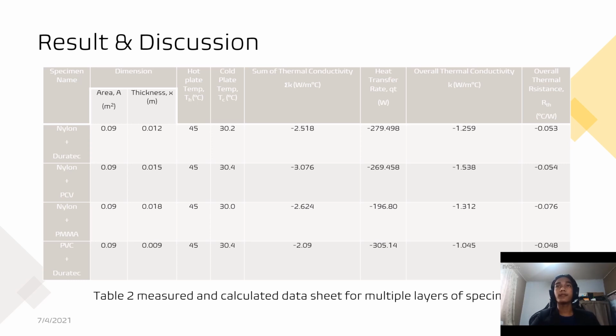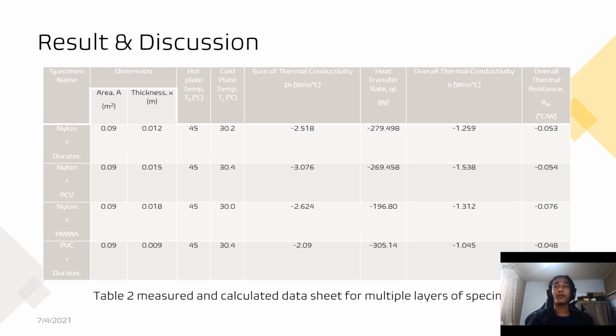The second last specimen is nylon and PMMA. The area is 0.09, same as before, and the thickness is 0.018. The hot plate temperature is 45 degrees Celsius, and the cold plate temperature is 30 degrees Celsius. The sum of thermal conductivity is negative 2.624, and the heat transfer rate is negative 196.80. The overall thermal conductivity is negative 1.312, and the overall thermal resistance is negative 0.076.